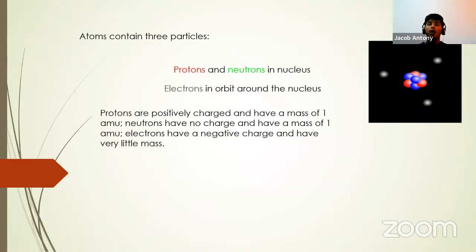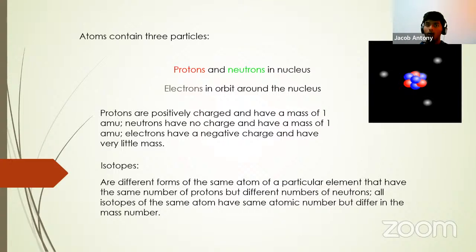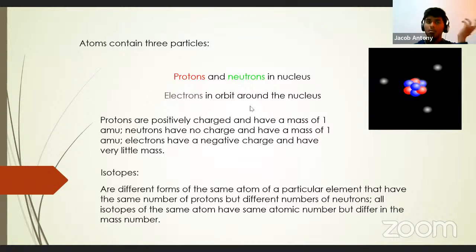Atoms have three particles: protons and neutrons in the nucleus, and electrons in orbit around the nucleus. Protons are positively charged, neutrons have no charge, and electrons have negative charge. Most of us know that atoms are the building blocks, the smallest unit. Yes, but there is more than that, okay?